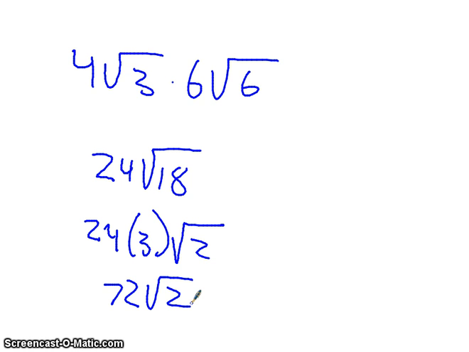So I started off here. I did the basics. 4 times 6 is 24, and 3 times 6 is 18. So I had 24 times the square root of 18. But I can simplify the square root of 18, so I do. That's not new. But I got to realize I can do that. 18 is 9 times 2, and 9 is a square, so 3. 24 times 3 is 72.